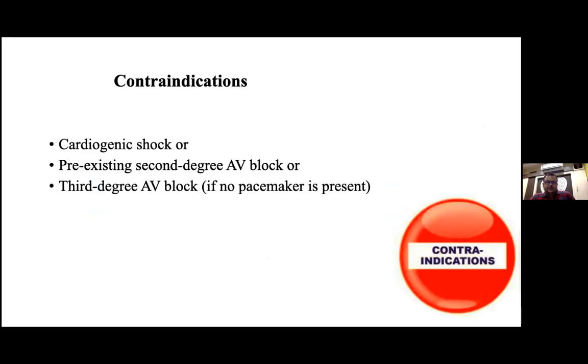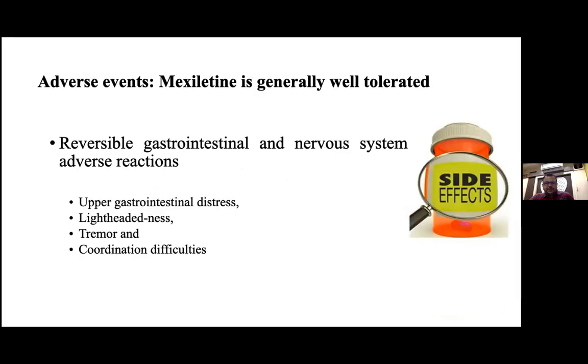It is contraindicated in cardiogenic shock, pre-existing second degree AV block, existing sinus nodal disease, and third degree AV block if there is no pacemaker. These drugs should not be given when we have documented underlying sinus nodal disease, cardiogenic shock, or other conduction system disease. It is generally well tolerated, but there are some reversible GI and nervous system adverse reactions like upper GI distress, lightheadedness, tremor, and coordination difficulties.